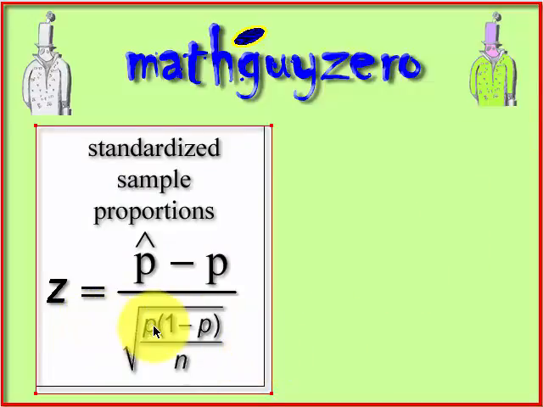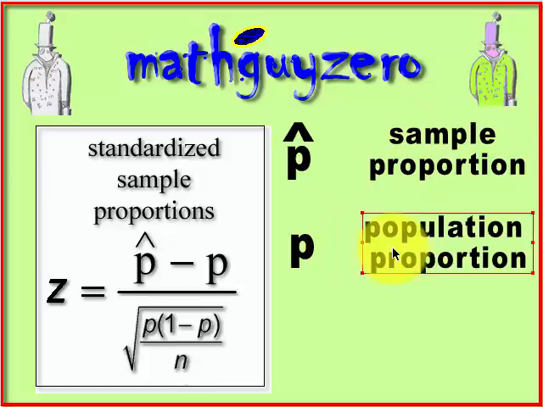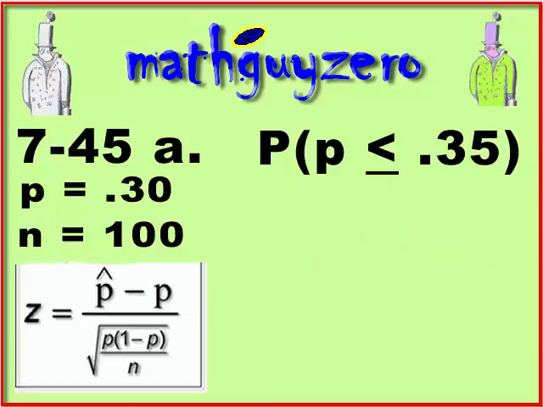Here's the z-score formula for proportion. p hat is the sample proportion minus p, the population proportion, and the standard deviation is the square root of the proportion times 1 minus the proportion, divided by the sample size. That whole thing is square rooted. But let's go ahead and plug it in. Again, p hat is the sample proportion, plain p is the population proportion, n is the sample size.